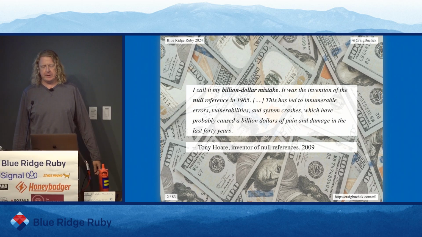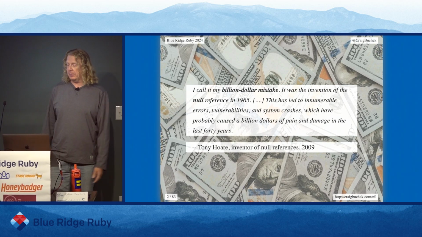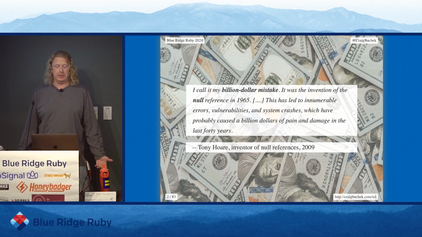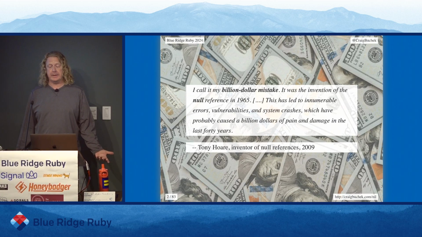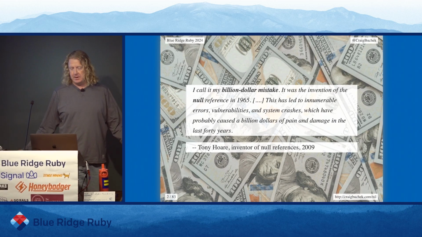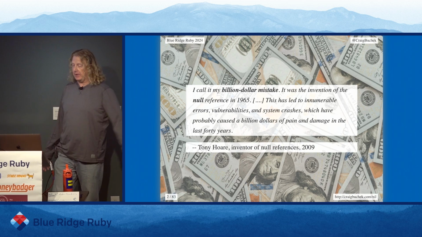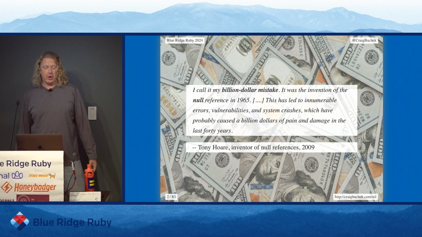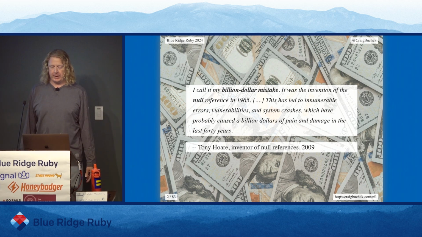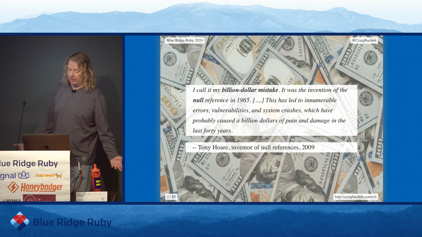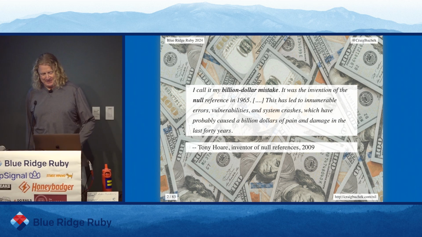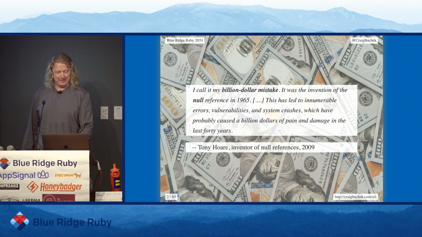Tony Hoare invented the null reference in 1965. He also invented the quicksort algorithm. He won the Turing Award in 1980, which is basically the Nobel Prize in computer science. This is a quote from him in 2009: "I call it my billion-dollar mistake, the invention of the null reference." He also said, "I couldn't resist the temptation to put in a null reference simply because it was so easy to implement." So we're stuck with that situation, right?